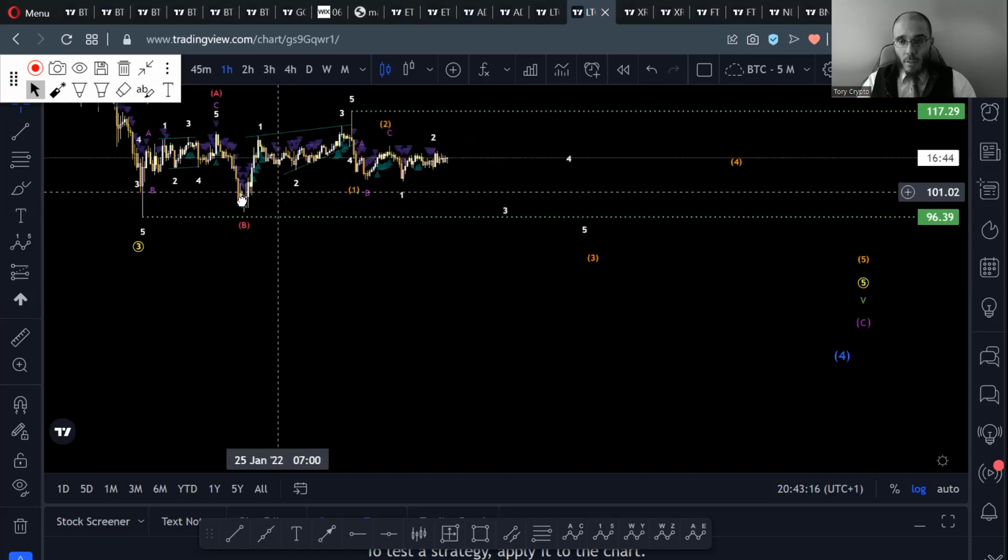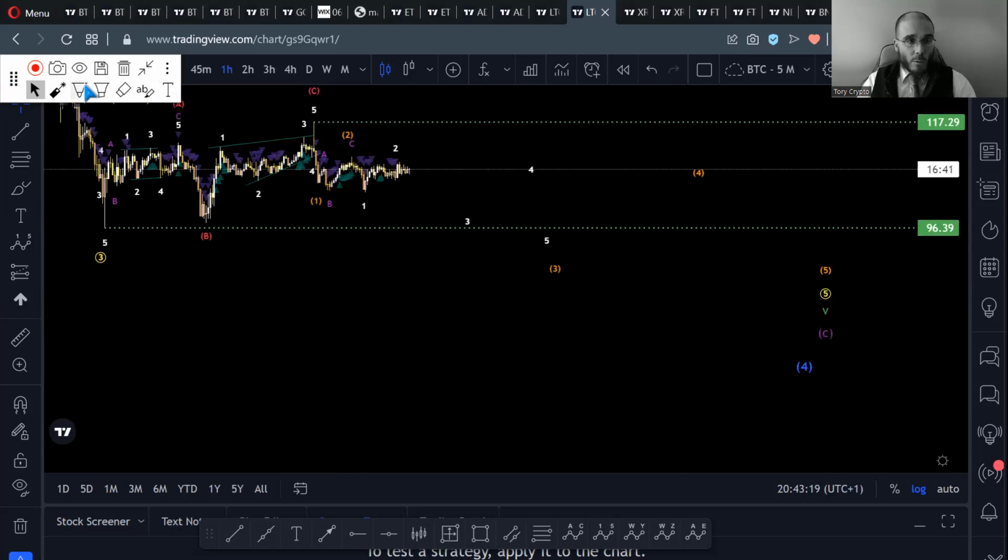And once that is done, you get its wave 3, then a wave 4, and then a wave 5, and that will finish with the fifth wave of the fifth wave of wave C of wave 4. And wave 4 will be the end of the correction. So that's what I'm expecting.